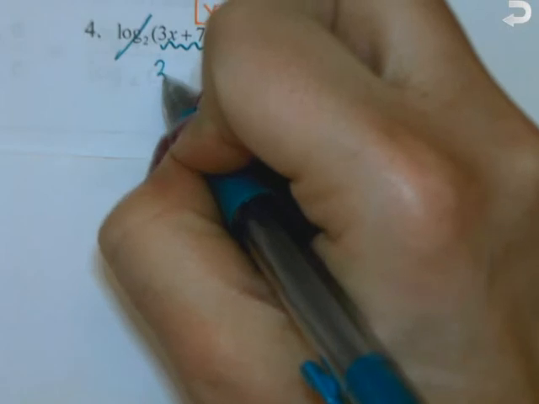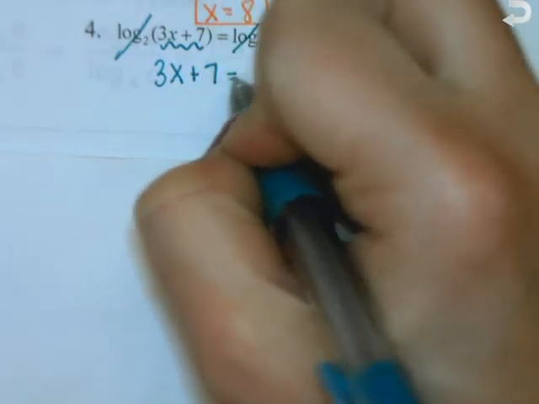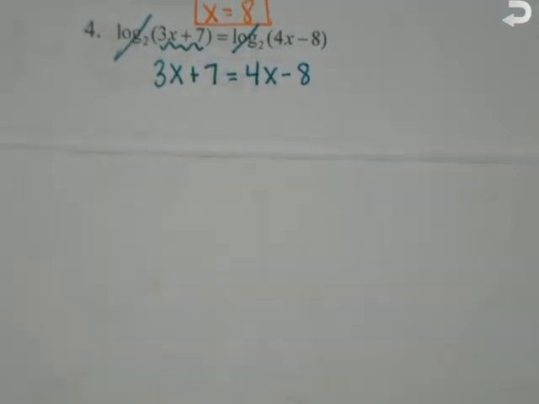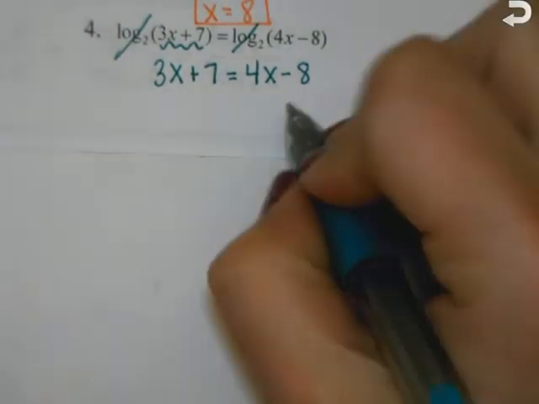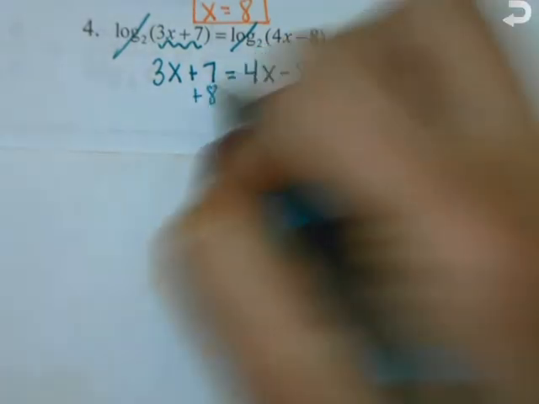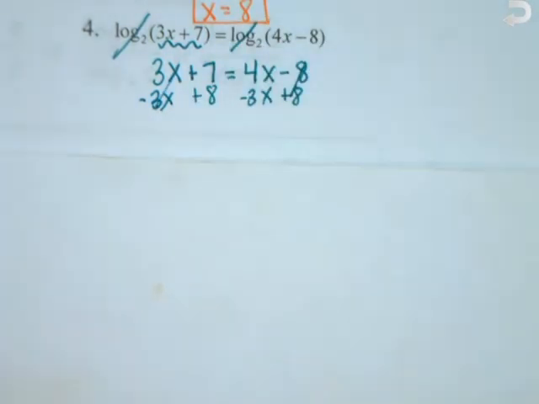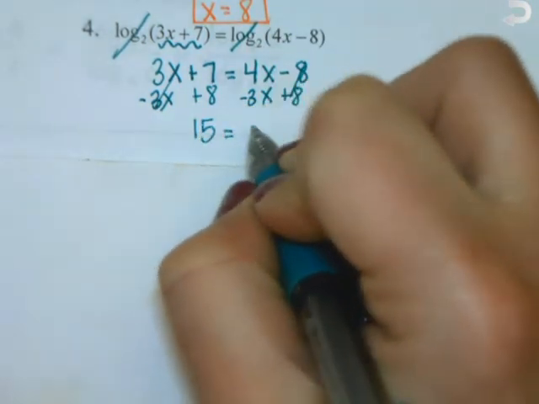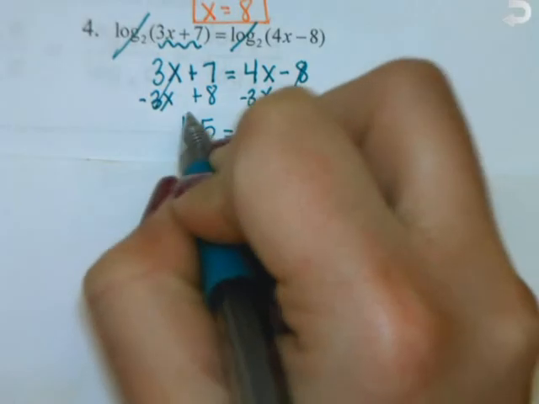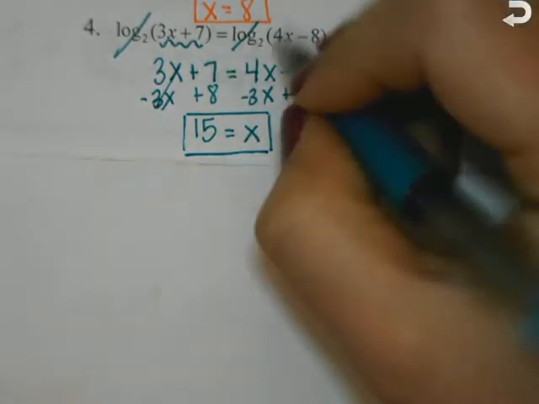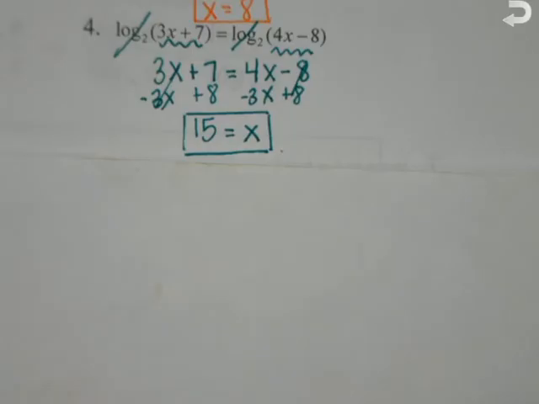and that's 3x plus 7 equals 4x minus 8. And what would you guys do next? Add the 8. Okay, so let's add 8, and then subtract 3x. Are you guys okay if I do that all in one step? Okay. So that's going to be 15 equals x. If we plug in 15 for x into each of these logs, after we evaluate each one and simplify the parentheses, we should end up with 2 logs that are exactly the same. Okay?